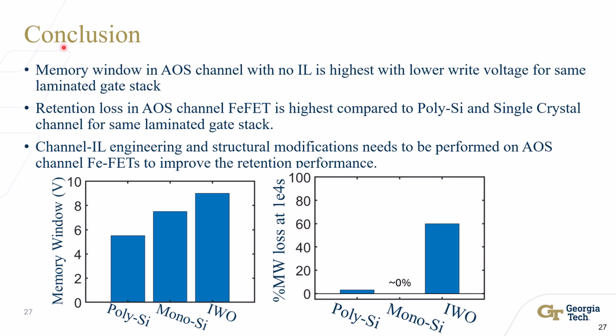To overall conclude my talk, memory window in AOS channel devices with no interlayer is largest, as we see here, and it also has a lower write voltage for the same laminated Fe oxide stack compared to polysilicon and single crystal silicon channel. The memory window loss in polysilicon and single crystal silicon is the lowest, and the AOS channel FeFET without an interlayer has the highest memory window loss. However, performing channel interlayer engineering on AOS channel FeFET can significantly improve the retention performance.